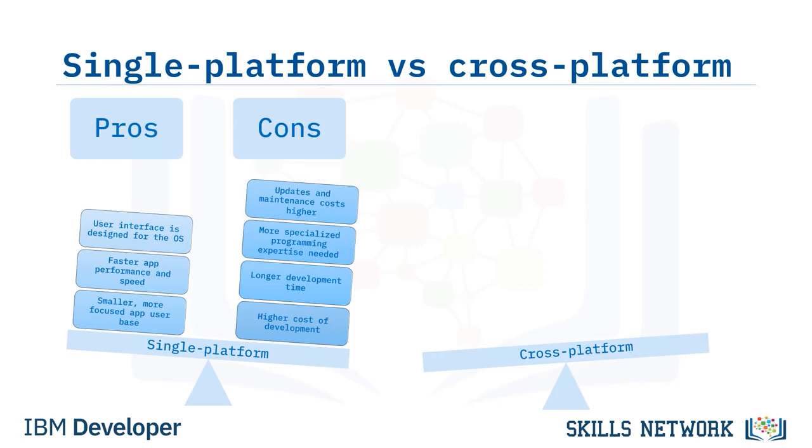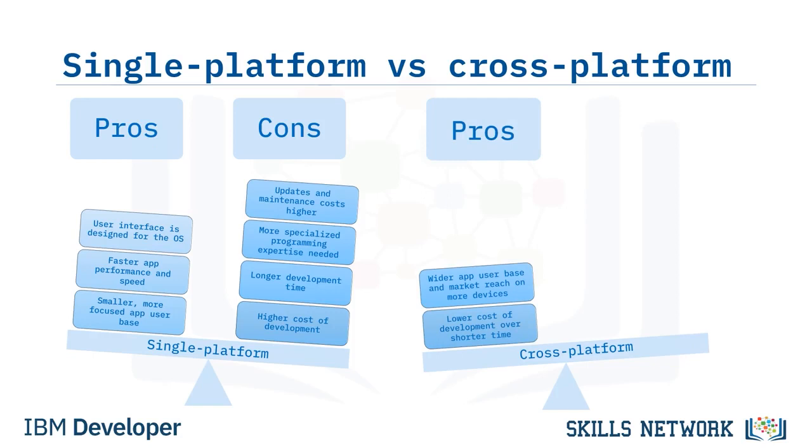Now let's look at cross-platform software. Some pros are lower cost of software development, which can happen over a shorter time. Another advantage is a wider app user base and market reach because the app is available on more devices. Additionally, programming expertise is more generalized because developers do not need to learn specialized operating systems, and they are able to use the same coding. Also, updates and maintenance are more readily available and affordable.